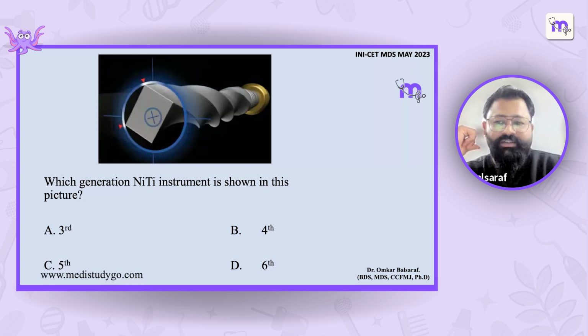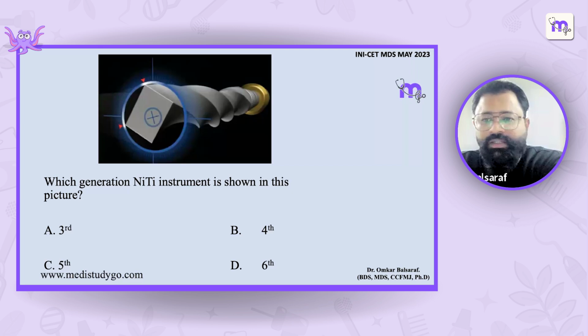We'll just wait for a few responses and then go back to the answers. So either it is third generation, fourth generation, fifth generation, or sixth generation. They are asking us, seeing the cross section, which kind of nickel titanium instrument it can be. For your information, guys, we are into INI-CET MDS May 2023. On the right hand side top corner, you will get to know where the question has currently been asked. Either it is a third, fourth, fifth, or a sixth generation.